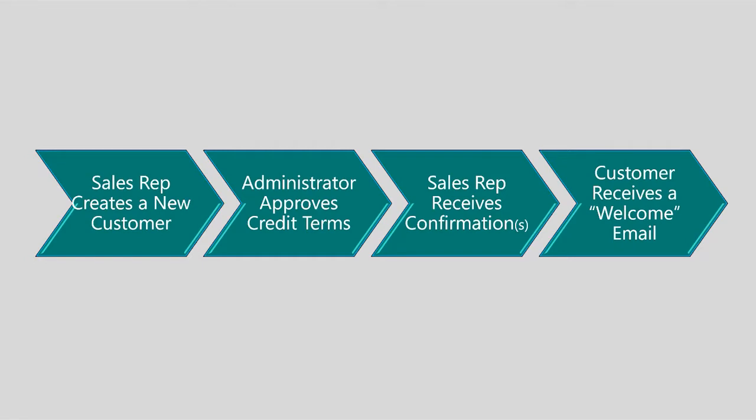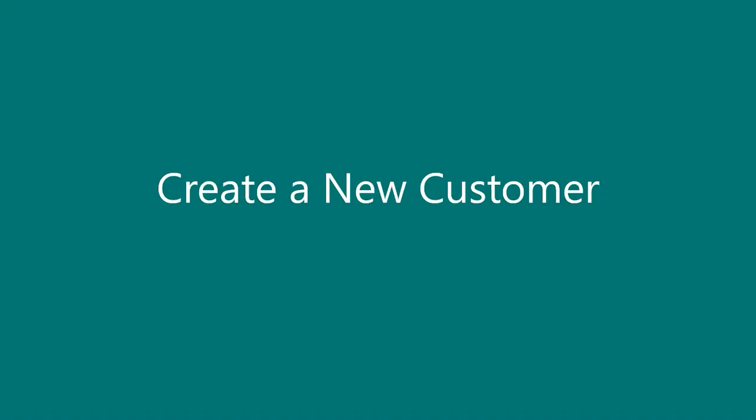Let's begin. So the first thing I'm going to do in this scenario is show you how we would create a new customer. Then that request would go to the administrator, who would then approve the credit terms. Update the sales representative both via email and also notify them in a channel in Microsoft Teams. And then a prospective customer would receive a welcome email welcoming them to our organization.